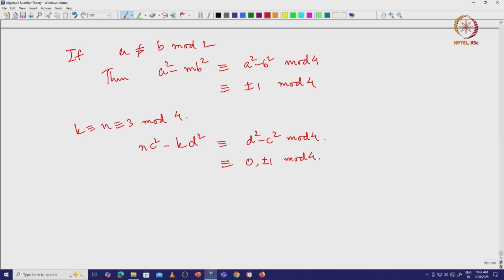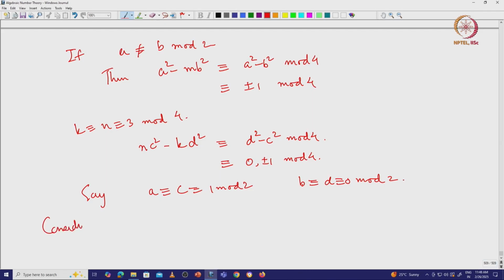I want to show that a is congruent to b mod 2. Okay, so let's say a is congruent to c is congruent to 1 mod 2, and b is congruent to d is congruent to 0 mod 2. So this way, or the other way around, those are the only two things that can happen.